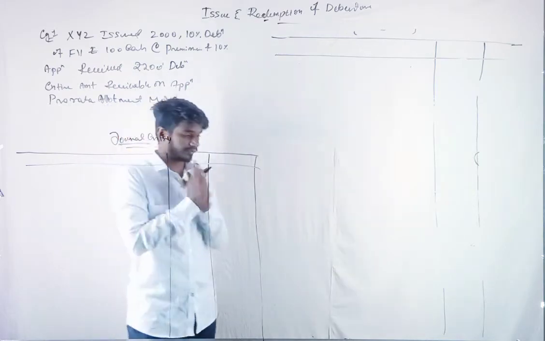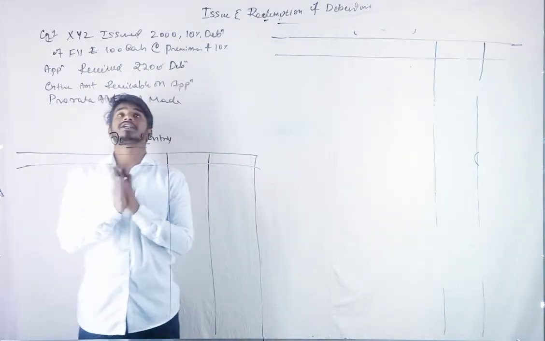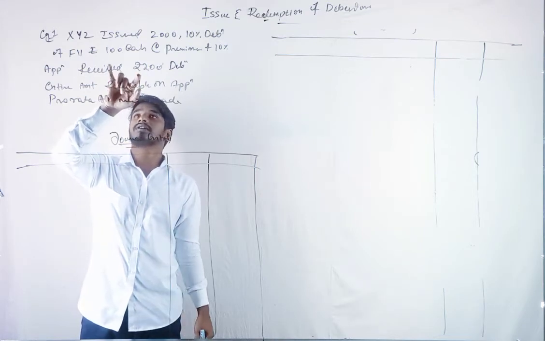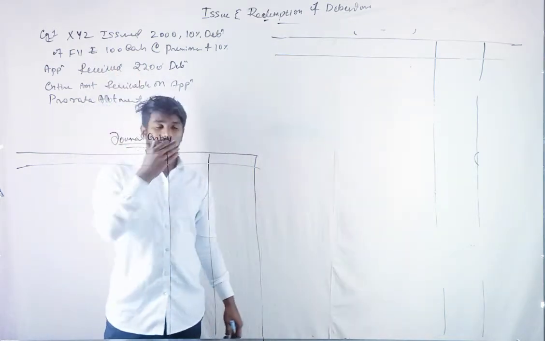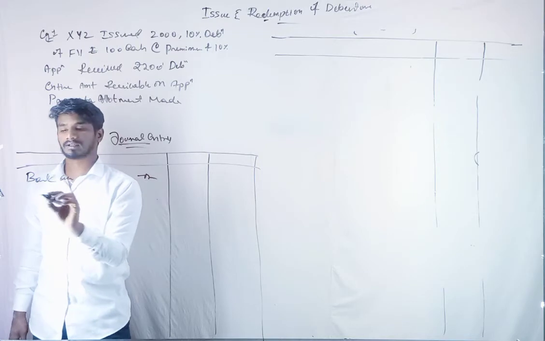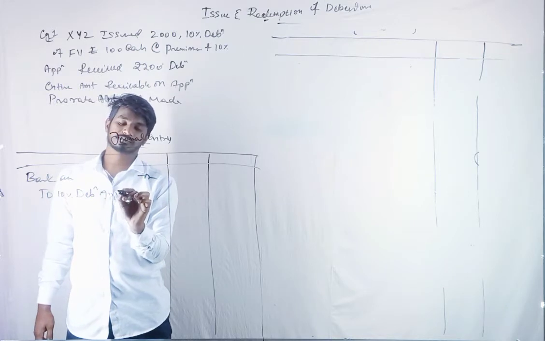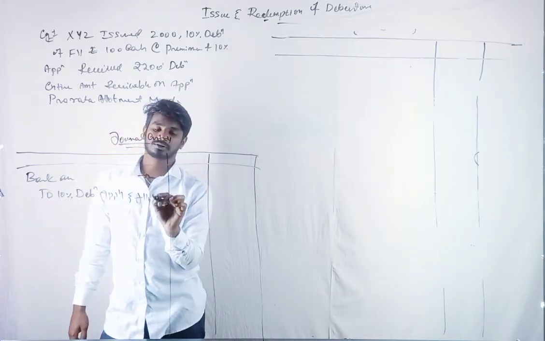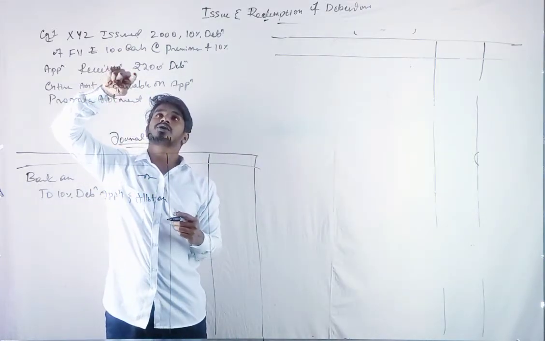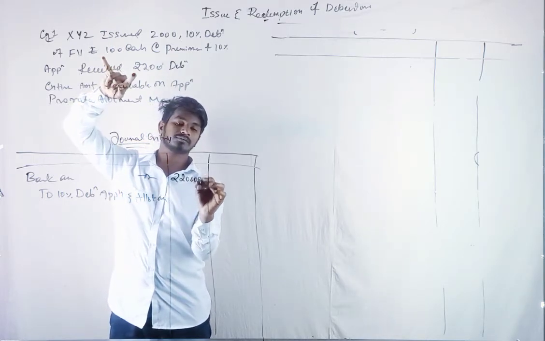Yes, first. What entry? The first entry is for application received. How much? We have received 2200 application. We have received of rupees 100, 2,20,000. Okay. Bank account debit to 10% debenture application and allotment account. How much? 2200 into 100, 2,20,000. We have received.